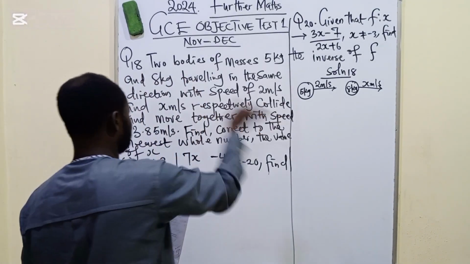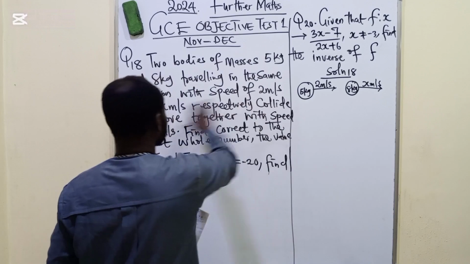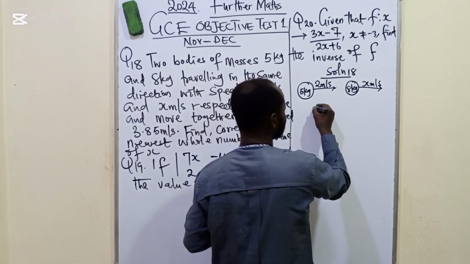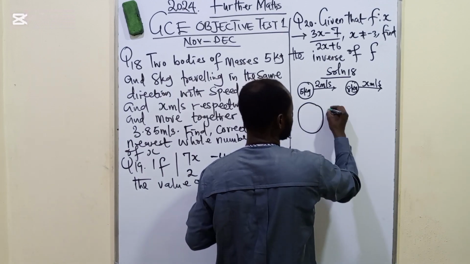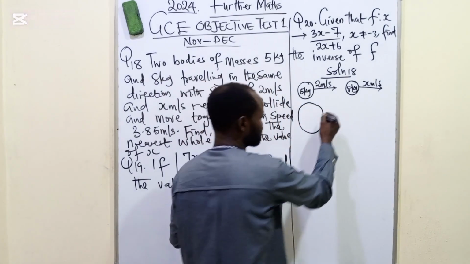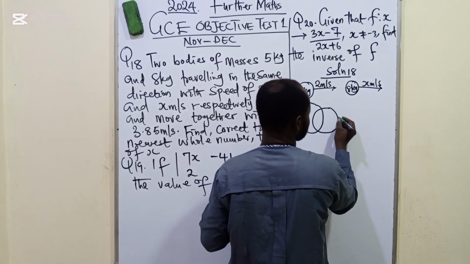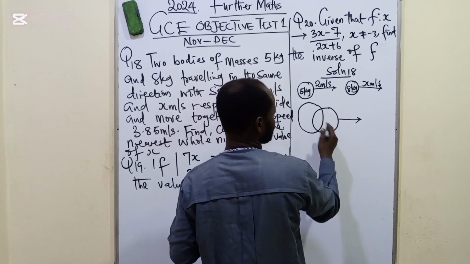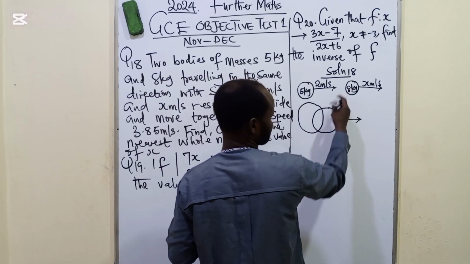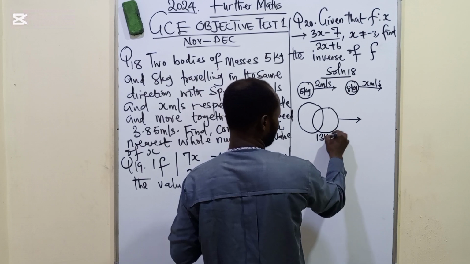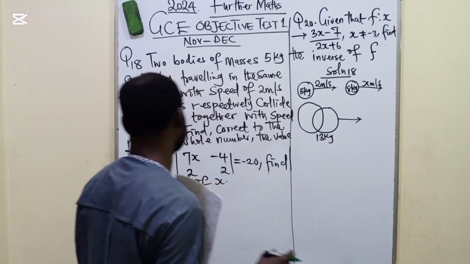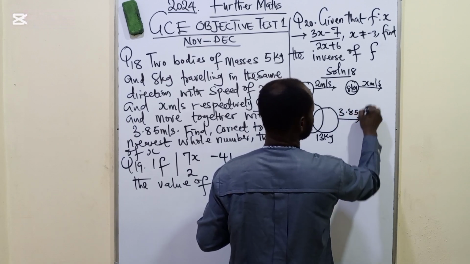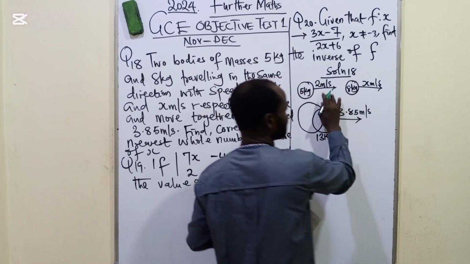Two bodies of mass 5 kg and 8 kg travel in the same direction with these speeds respectively. They collide and move together. When they collide, they will have a common velocity. So after collision they move together and will have the same mass now. We add 5 plus 8, which is 13 kg, and the same velocity of 3.85 meters per second.